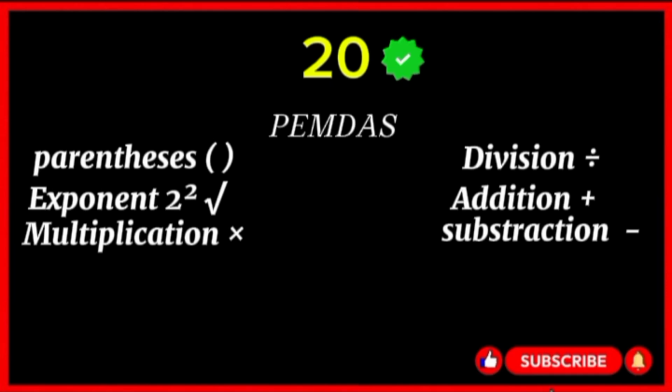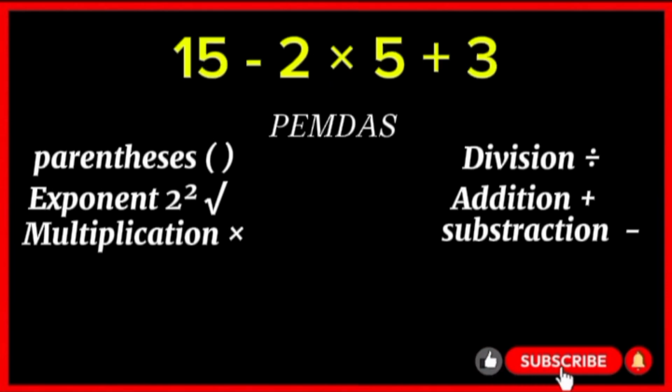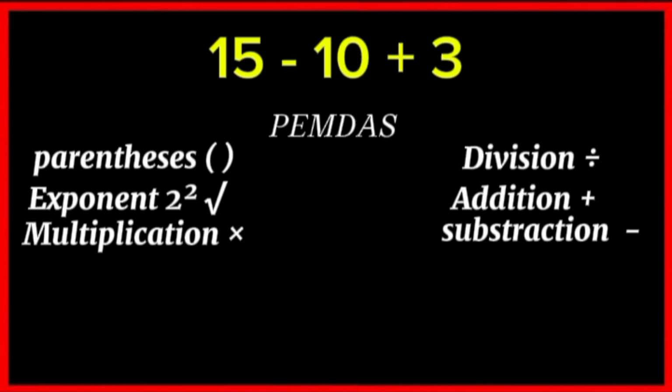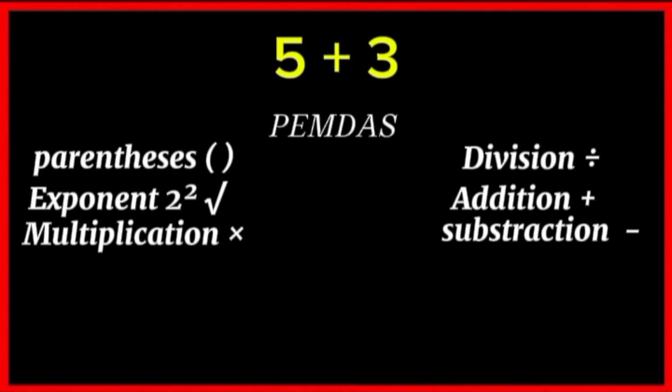Let's do one more example. Consider 15 minus 2 times 5 plus 3. Again, multiplication comes first. 2 times 5 gives us 10. So now we have 15 minus 10 plus 3. Next, we solve from left to right. 15 minus 10 gives us 5, and 5 plus 3 gives us 8. So the correct answer is 8.